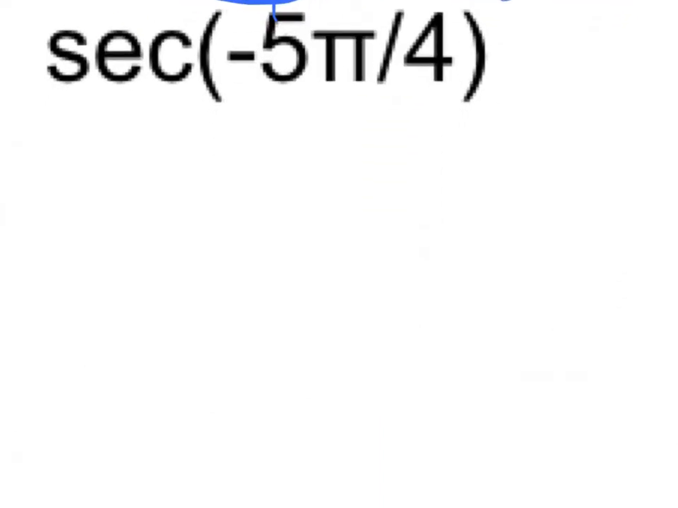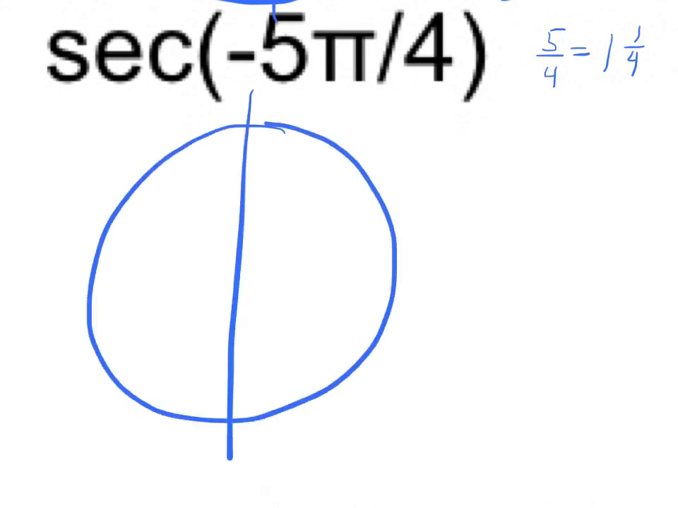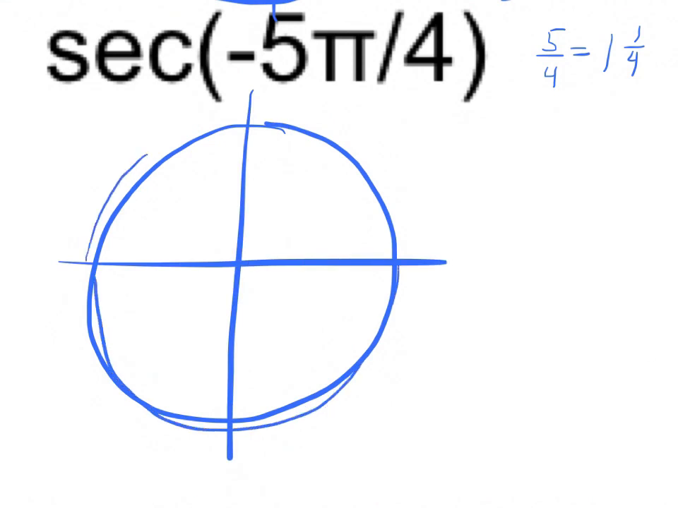Last one, the secant of negative 5 pi over 4. We're going to use the same trick we did on the previous one. If you think about the fact that 5/4 is 1 and 1/4, one of the rare times that you'll hear me talking about mixed numbers, we can think about this on the unit circle as being negative pi and 1/4. This angle right here is negative 5 pi over 4.